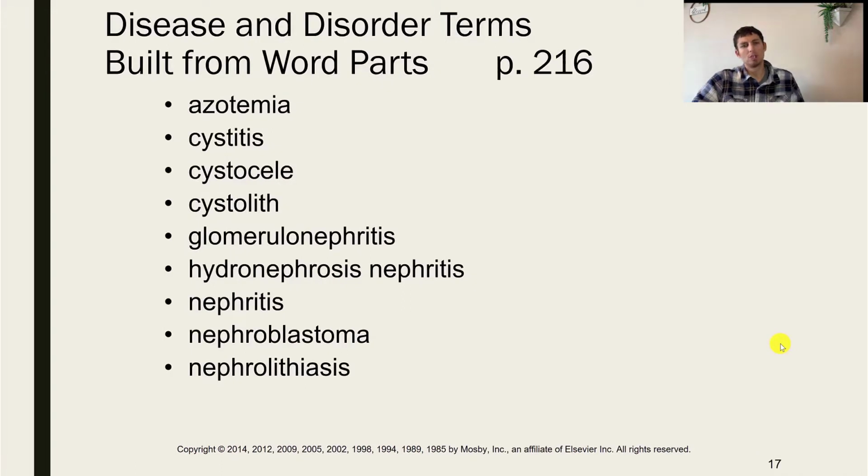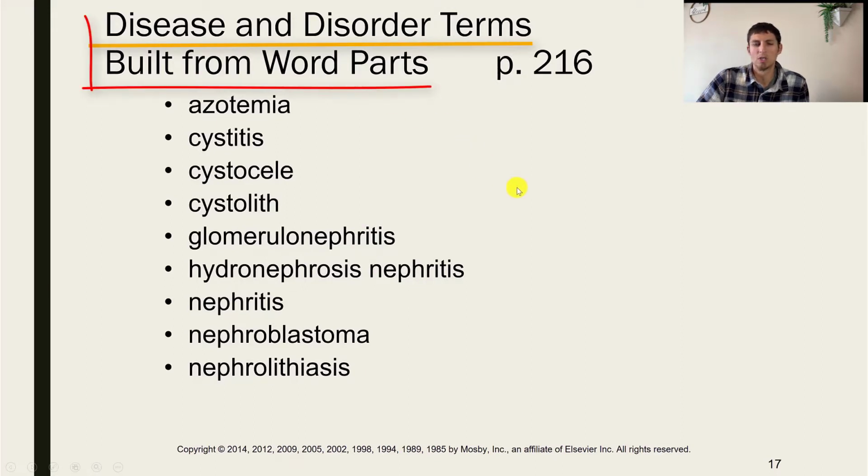All right, so page 216, we are getting into the meat of the medical terminology section here, and so here we see diseases and disorder terms that are built from word parts. So here's some medical conditions actually built from word parts, and remember that's type 1 of medical term category all the way back in chapter 1. If you've not watched that video yet, please go back to the beginning of this list and look at the chapter 1 medical terminology video.